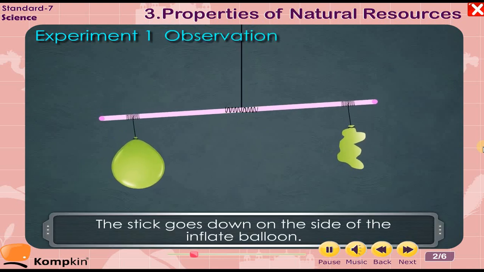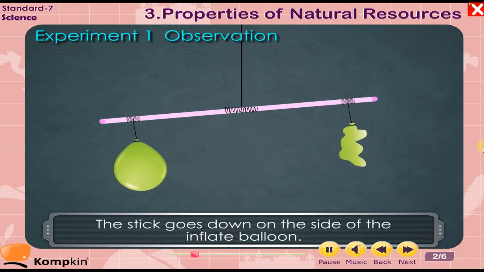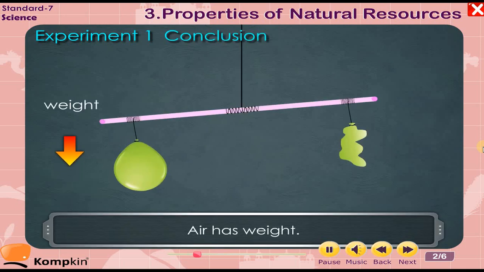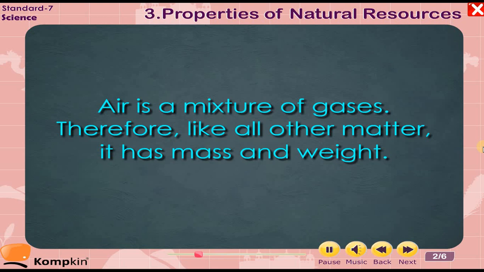Observation. The stick goes down on the side of the inflated balloon. Conclusion. Air has weight. Air is a mixture of gases. Therefore, like all other matter, it has mass and weight.